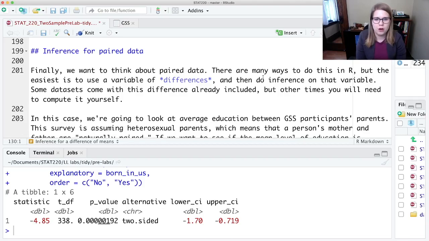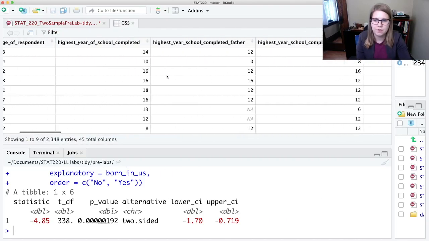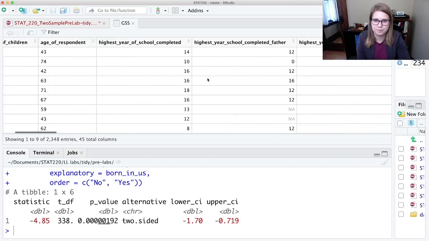So in R, there's lots of ways to do this. The easiest one is to make a variable that is the differences and then do inference on that one single variable. Some data sets will already come with a difference calculated for you, but sometimes you need to compute it yourself. In my data set, the GSS data set, I don't have anything that is already a difference, but I have some naturally paired data.